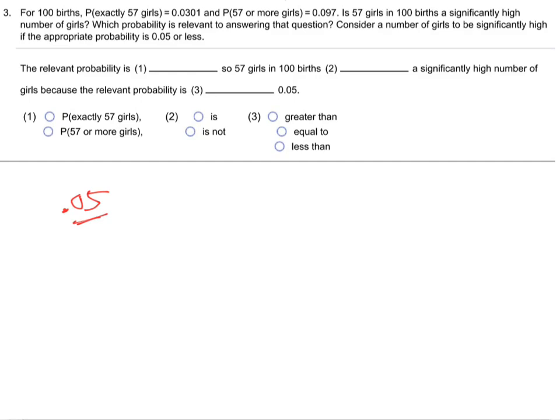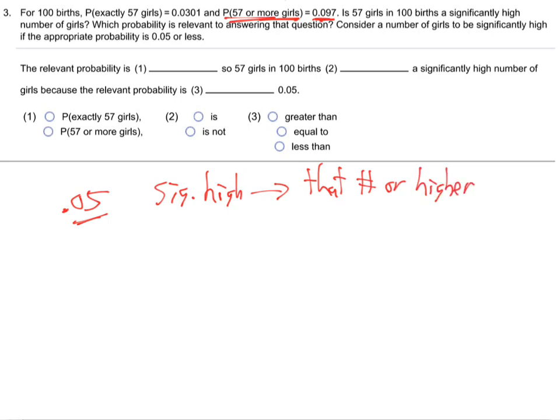It's all about the 0.05 number, huh? Yeah. So something is significantly high. Now, which probability do we care about there? 57 or more. That's the one we actually care about. You might think, what about this one over here? Well, that's just the chance that you have exactly 57 girls. Whenever you're talking about being significantly high, that means greater than or equal to that spot. That number or higher. So the one we care about is this one right here, 57 or more girls. That's the probability that matters.